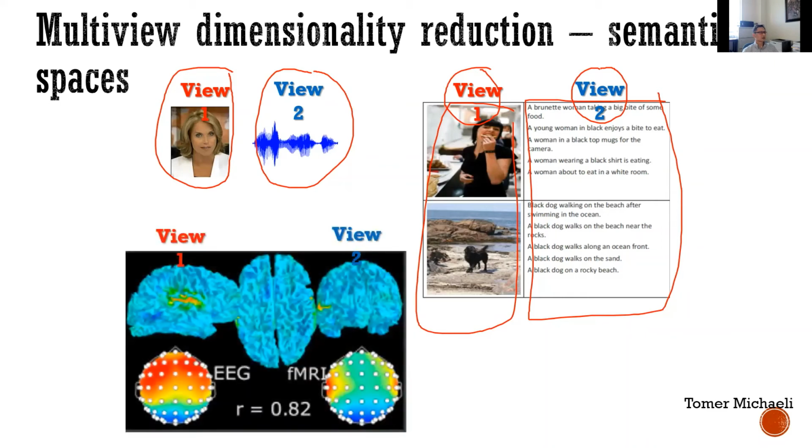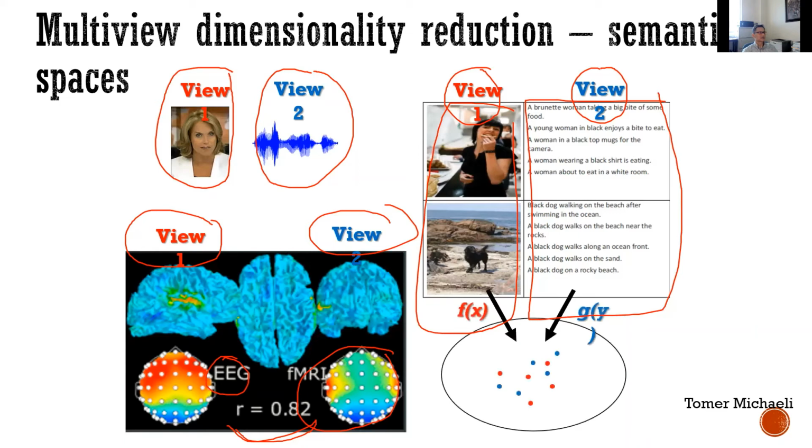And another example is a view from the EEG, and then the view from a fMRI. They're completely different signals, but on the same objects. But you can probably find the link association between this data collected from different views. So that's the idea of CCA, to find the shared semantic space to maximize their correlation.